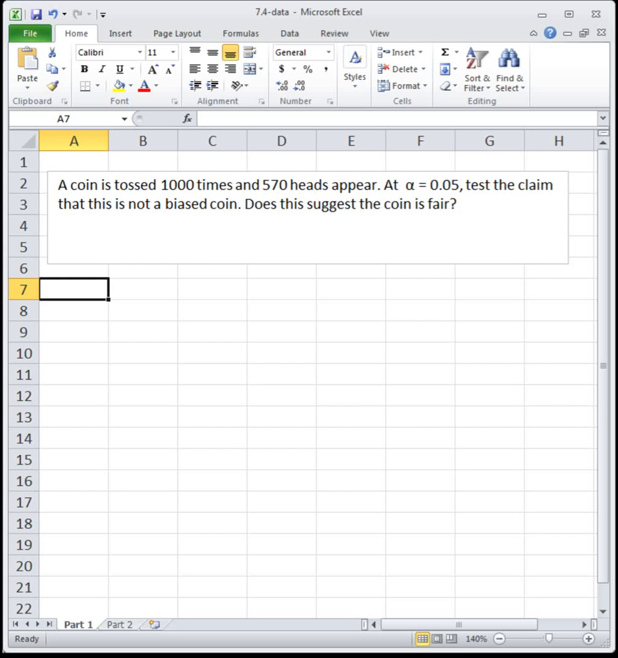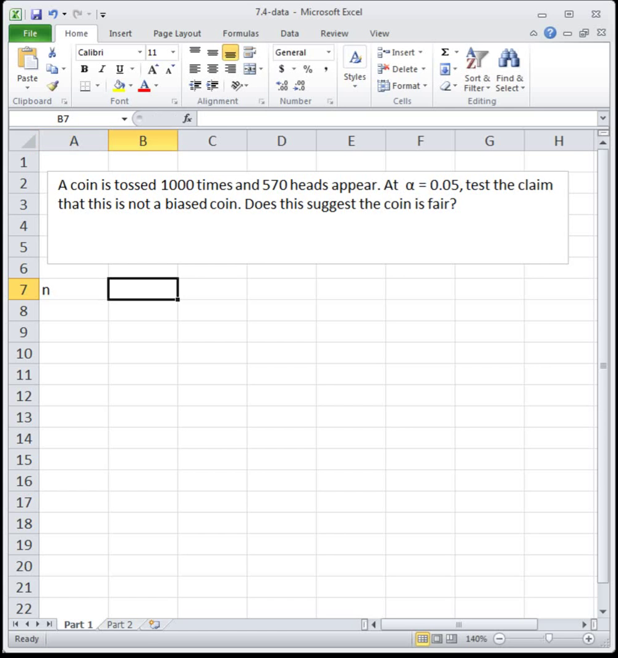In this video, we're going to see how we do hypothesis tests for proportions in Excel. First example: a coin is tossed 1,000 times and 570 heads appear. At alpha equals 0.05, test the claim that this is not a biased coin. Does this suggest the coin is fair? Alright, so let's see what we have.